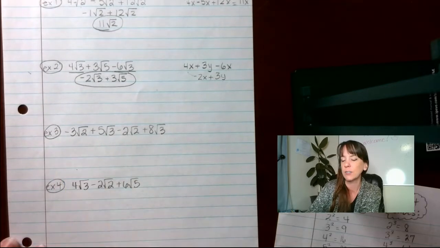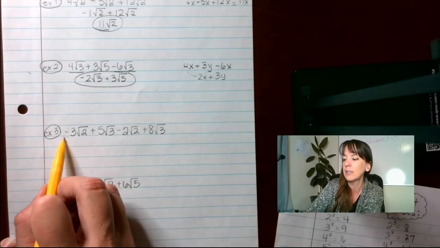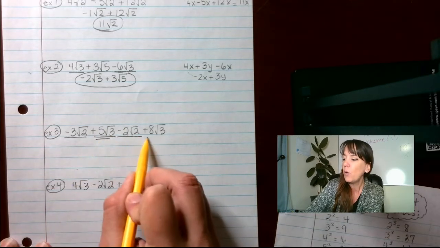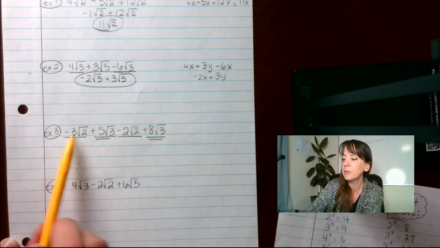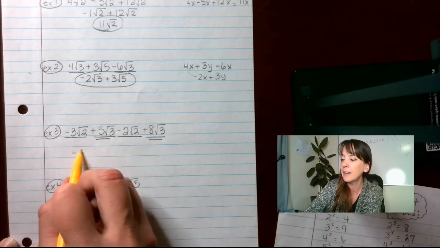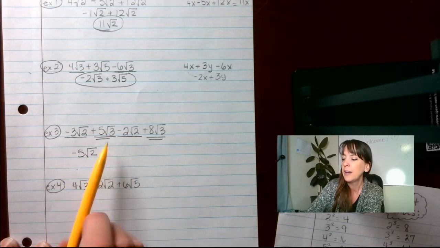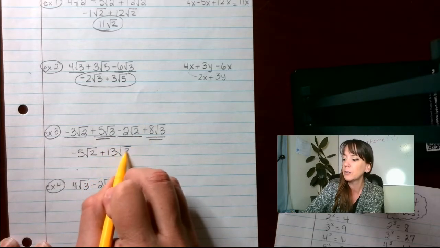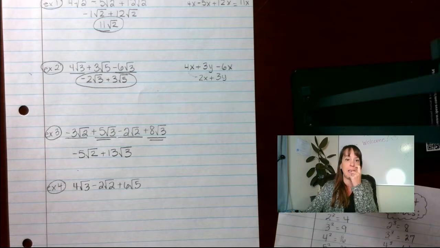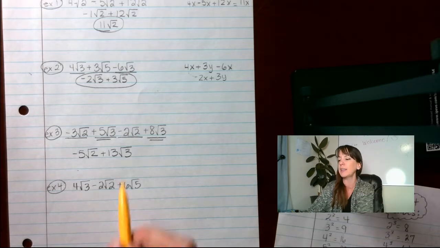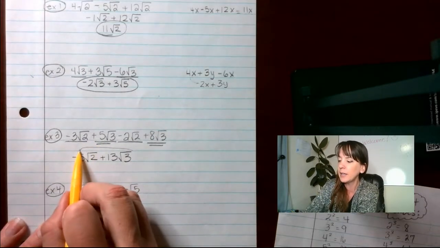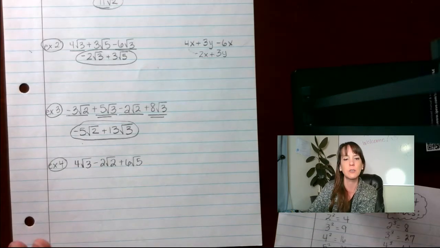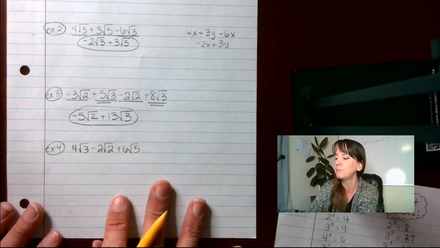Okay, so same idea here. Let's underline the like terms that we can deal with here. So what I can do here is negative 3 root 2 and negative 2 root 2 gives me negative 5 root 2. 5 and 8 will give me 13 root 3. And again, root 2, root 3, those are different, so I can't do anything else. That is my simplification, I guess you could say. I guess it's my answer, yeah.